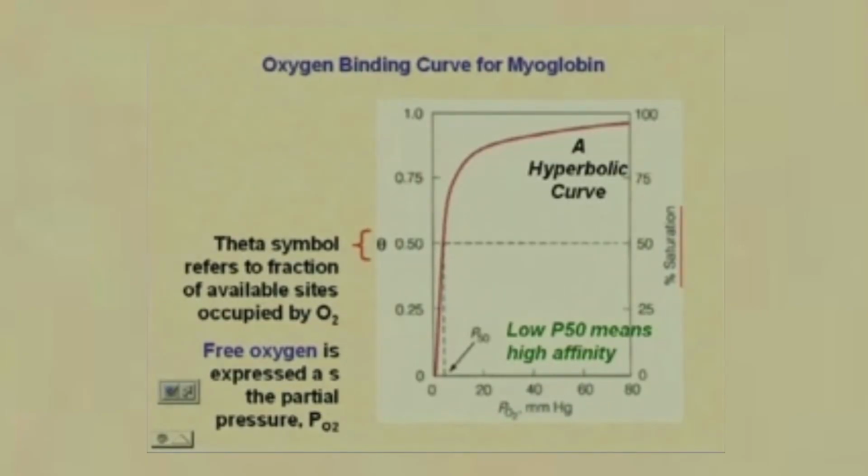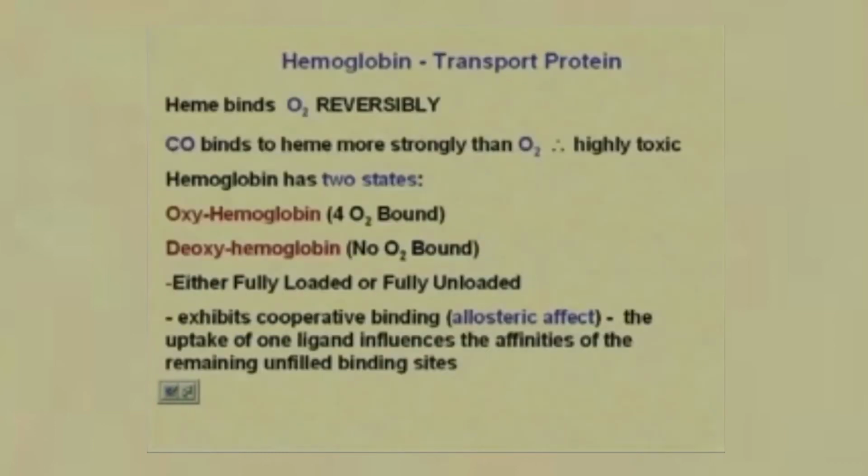So we have this oxygen binding curve for myoglobin. If we look at hemoglobin, hemoglobin binds oxygen reversibly.